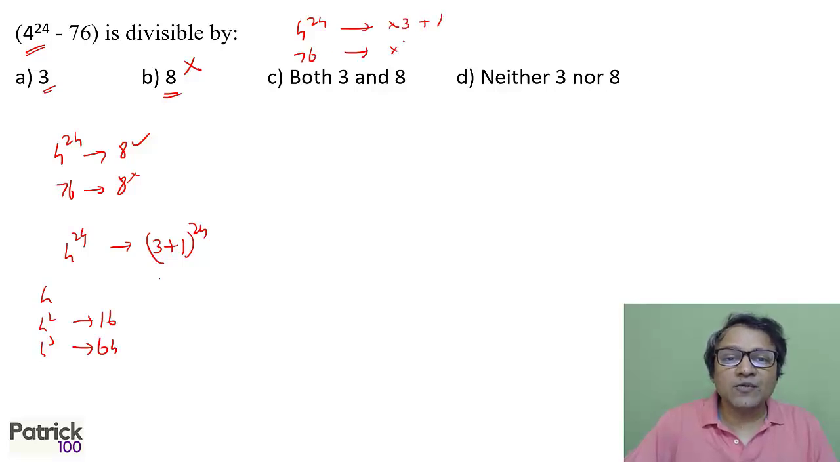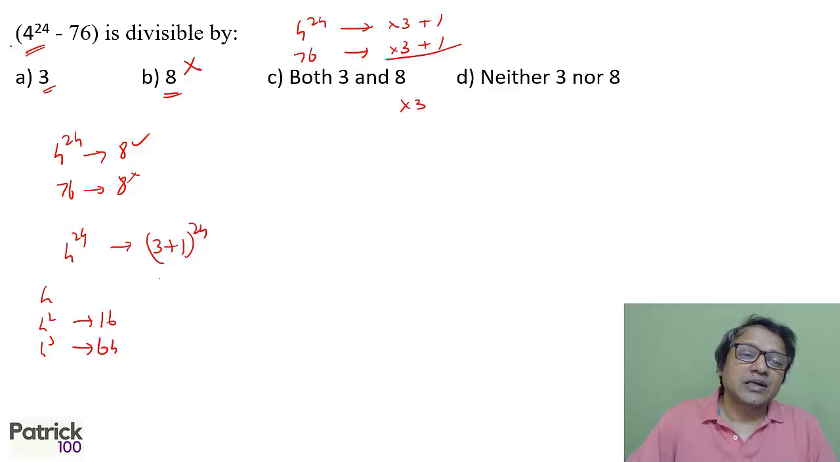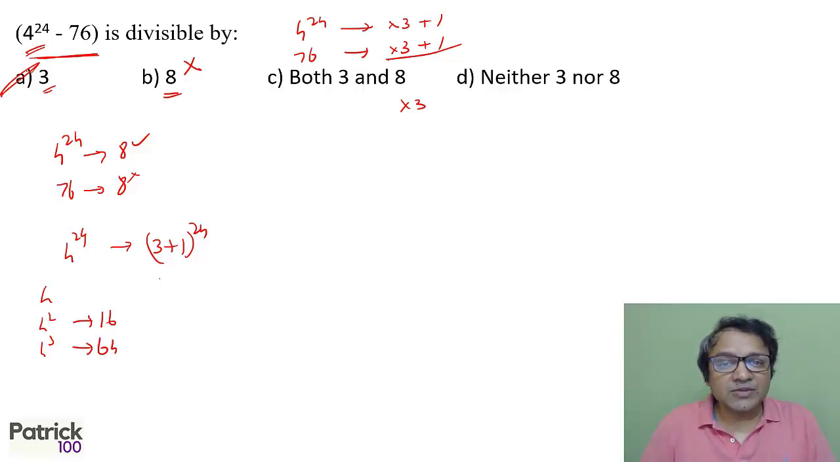76 is also a multiple of 3 plus 1. So when you subtract the two, the plus 1 gets cancelled. The answer will be a multiple of 3. That means the whole number is divisible by 3. So A option. If the first number is a multiple of 3 plus 1 and the second number is a multiple of 3 plus 1, when you subtract, the 1 gets cancelled. The whole number will become a multiple of 3. So A option.